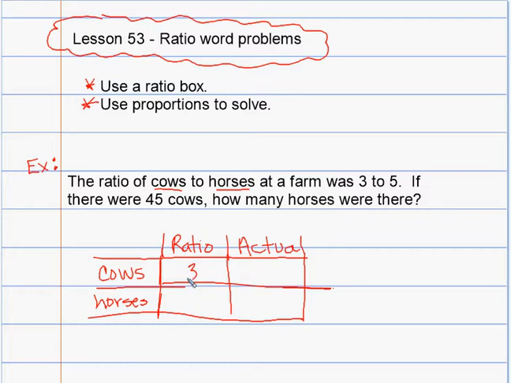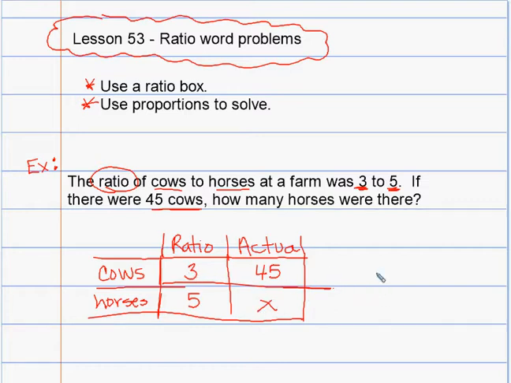So I matched up cows with 3 because cows was first, so this one goes with cows and 5 goes with horses, and it goes in the ratio column because it tells us it's the ratio. If there were 45 cows, so that's like I look out at the farm and I see 45 cows, so that's the actual number of cows, so it goes here. How many horses were there? So that should be the box that's left open, the actual number of horses. So put a variable there.